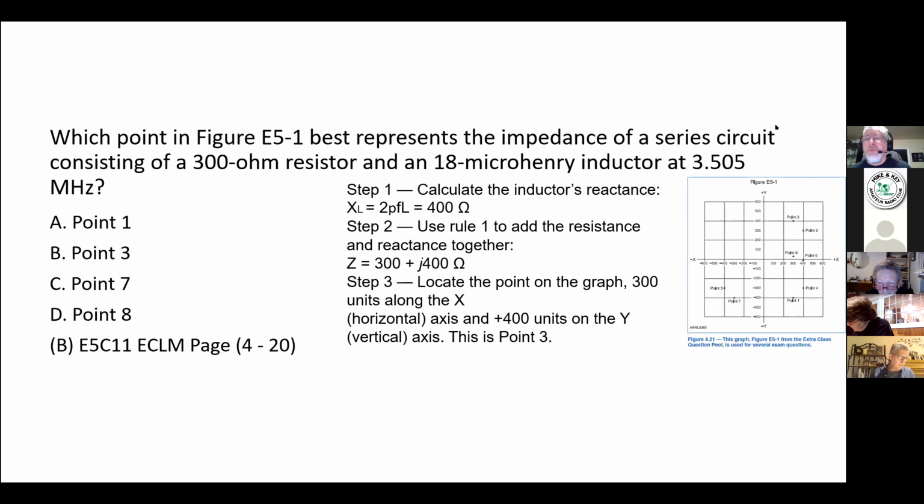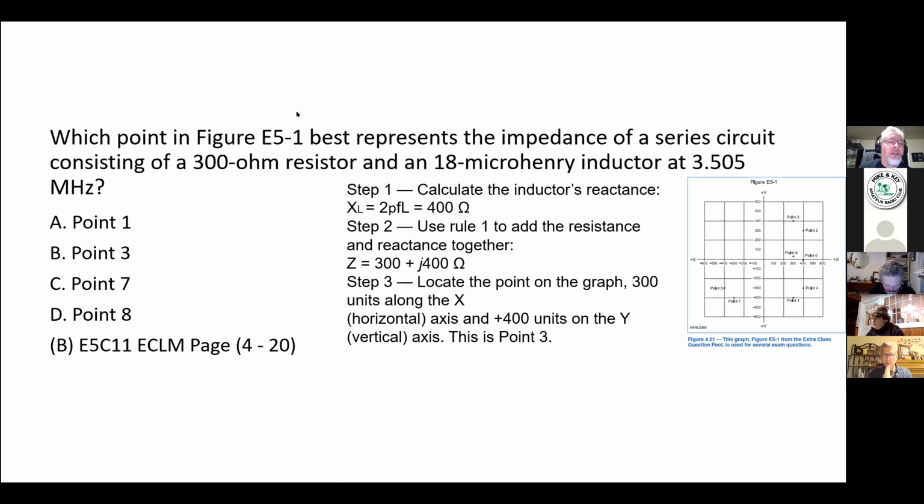Let me move this once again. So here's the math for it. We're going to calculate the inductor's reactance using X of L equals 2πfL, and you'll get 400 ohms. And then use rule 1 to add the resistance and the reactance together. So you're going to have a Z of 300 plus j400, and then locate on the graph. So you go over 300 and then up to the 400. So your point is point number 3.